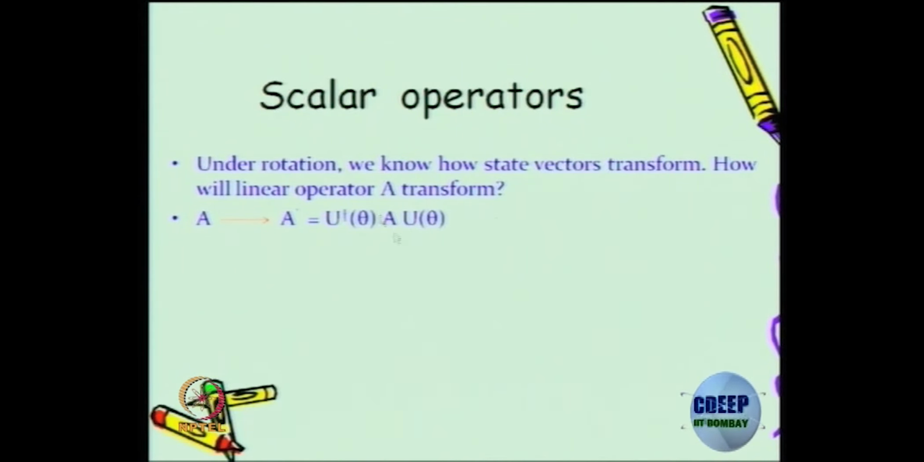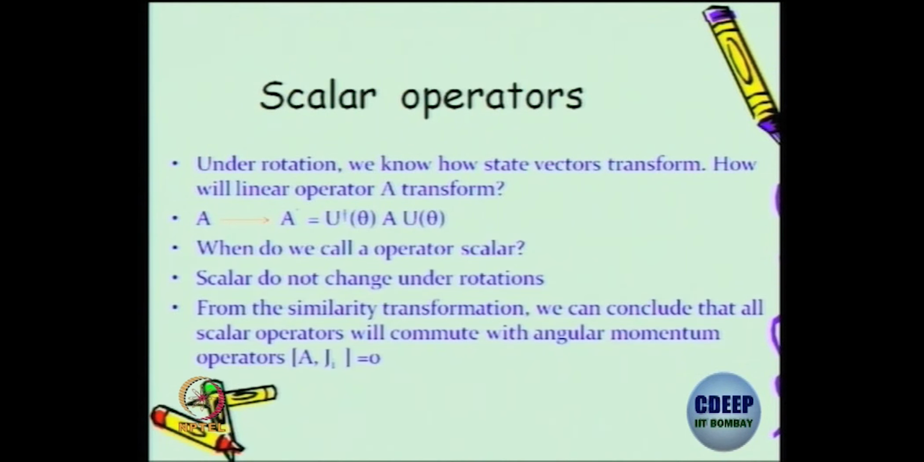A prime should be the same as A, which means if you expand U of theta as e to the power of i J dot theta, you can show that scalar operators will commute with all the components of angular momentum. And you have verified this for r dot r or a dot b, and it is nice to know that this is the formal way in which you can prove that scalar operators commute with angular momentum. Any questions on this? I probably indicated this step in the last lecture, but you can do it.